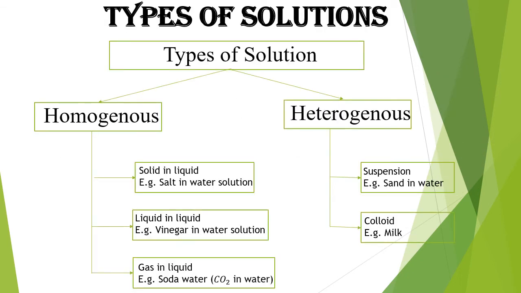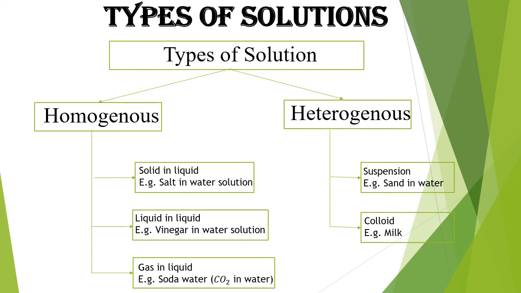Next, we have types of solution. Basically, we have two types of solution, homogeneous and heterogeneous. In homogeneous solutions, we have solid in liquid, liquid in liquid, and gas in liquid. For solid in liquid, the example is a salt in water solution. For liquid in liquid, we have a vinegar in water solution. And for gas in liquid, the example is soda water, where carbon dioxide is dissolved in water.